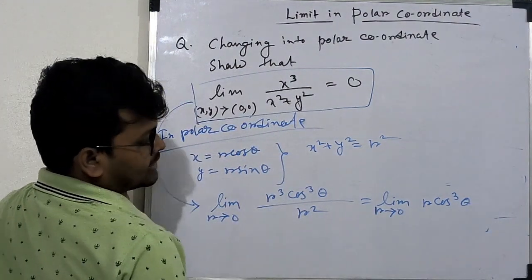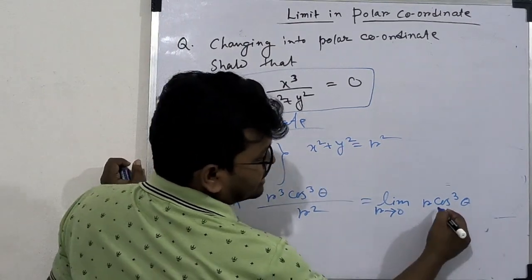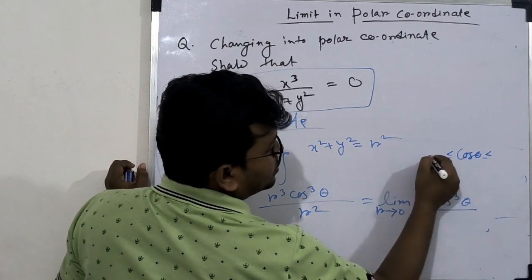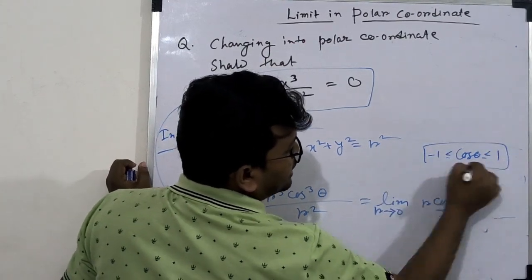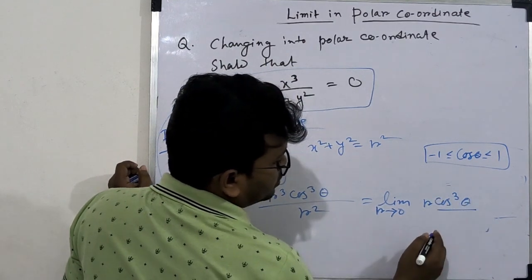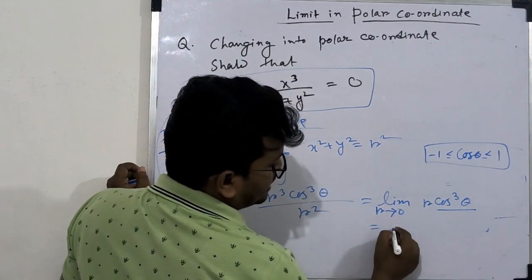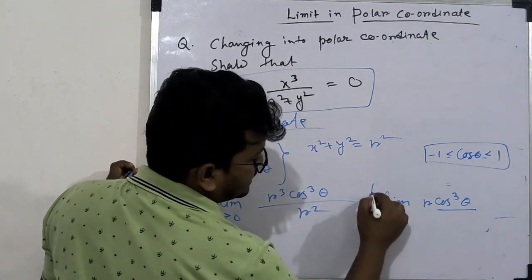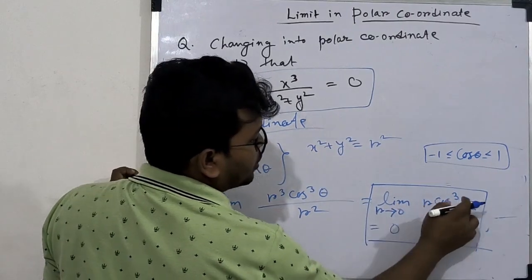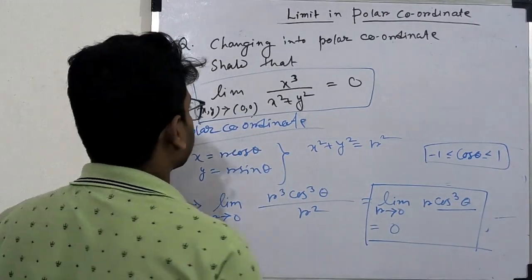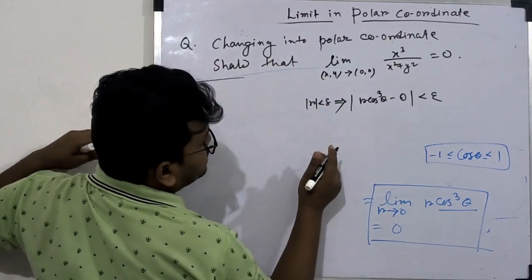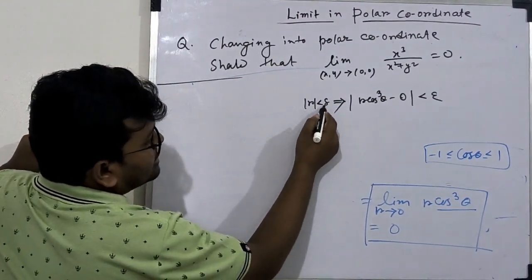So we have to find this limit. As cos theta lies between minus 1 and 1, cos cube theta is a bounded function. If we take its maximum value 1, then this limit becomes 0. Now we find this limit r tends to 0 of r into cos cube theta equal to 0 in polar coordinates. We have to show that modulus r less than delta implies this.